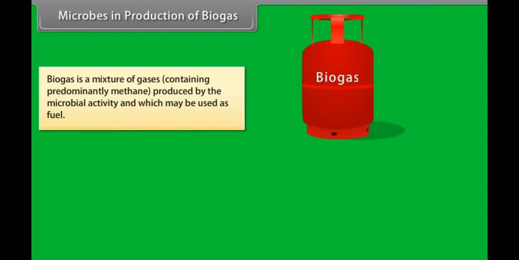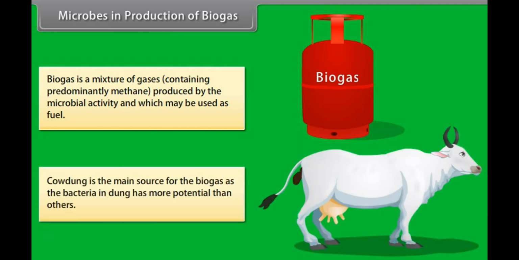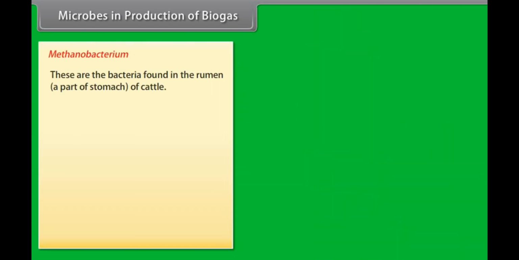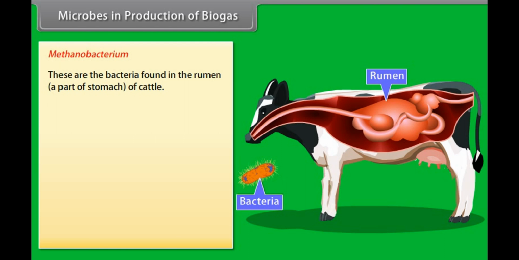Biogas is a mixture of gases containing predominantly methane, produced by the microbial activity, and which may be used as fuel. Cow dung is the main source for the biogas, as the bacteria in dung has more potential than others. Methanobacterium. These are the bacteria found in the rumen, a part of stomach of cattle.